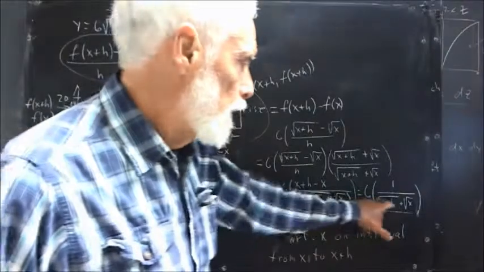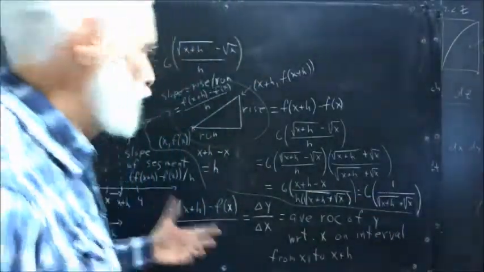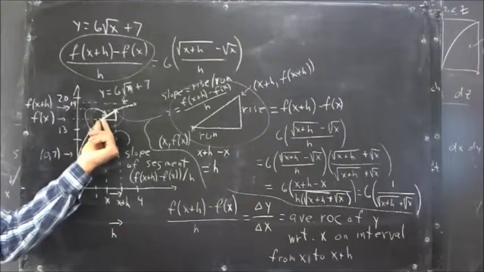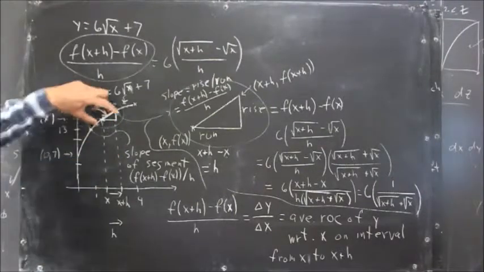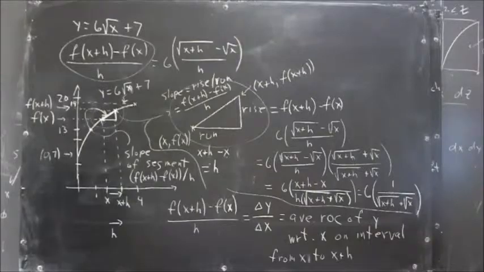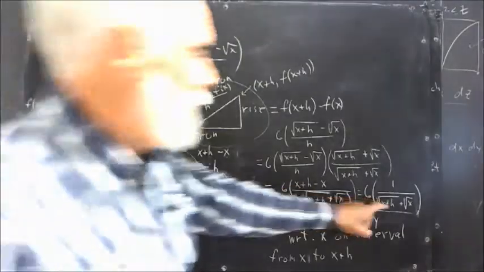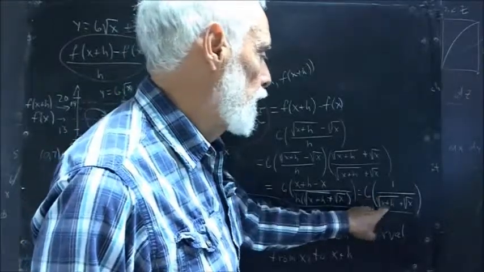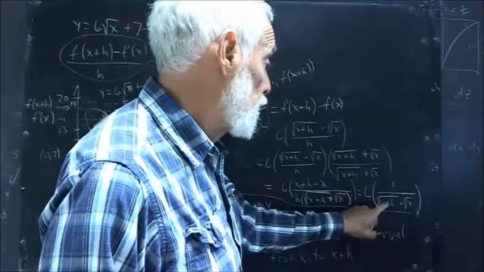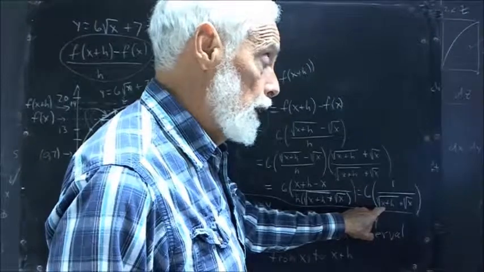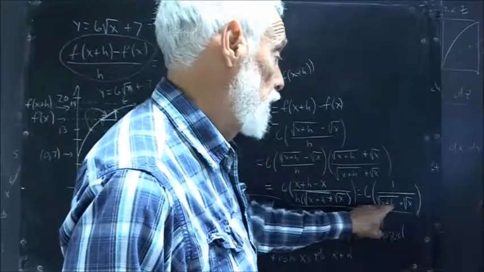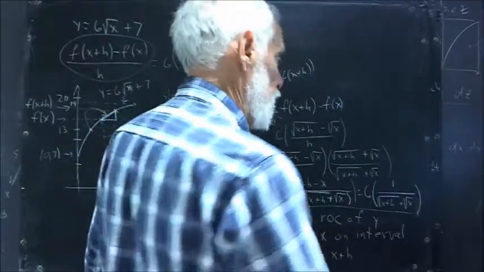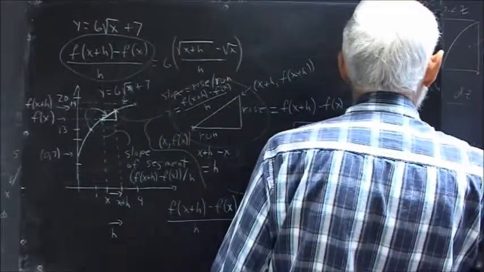And that's a very useful simplification because, as I said earlier, we think about what happens when we shrink this interval to 0, when h approaches 0. If h approaches 0, what happens to this denominator? Well, h approaches 0, so the square root of x plus h approaches the square root of x. So our denominator approaches the square root of x plus the square root of x, which is just 2 times the square root of x. So let's come up here.